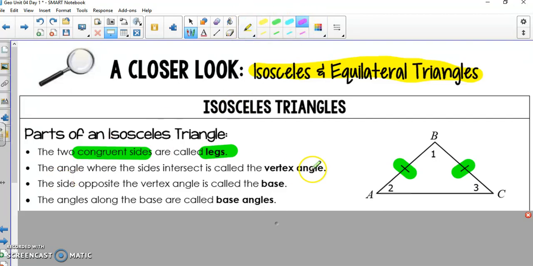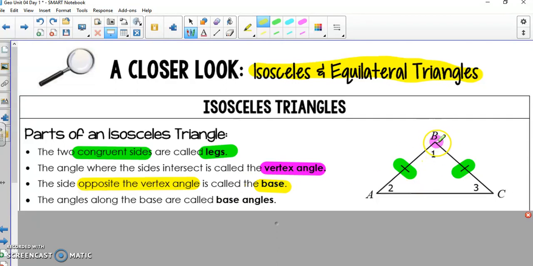Now the angle where these sides intersect is called the vertex angle. That's going to be B. It's where those two sides meet. So sides AB and CB meet at the vertex angle B. The side opposite of the vertex angle is called the base.